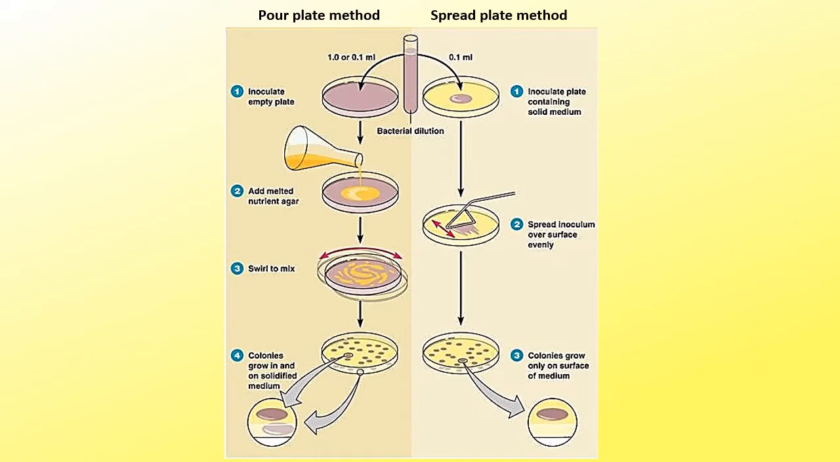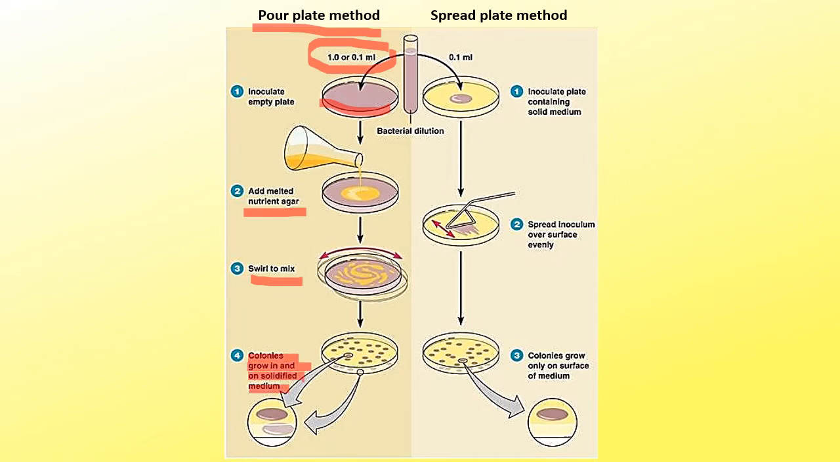So let's look at a pour plate. Usually after we do the dilution, we transfer a particular amount of the inoculum into an empty petri dish. After that we add the melted nutrient agar into the petri dish, and then we swirl to mix the inoculum as well as the melted nutrient agar. After you mix it, we leave it for 10 to 15 minutes for the agar to solidify, and after it solidifies we put it in the incubator. After 18 to 24 hours we count the colonies, and usually the colonies grow in and on the solidified medium.